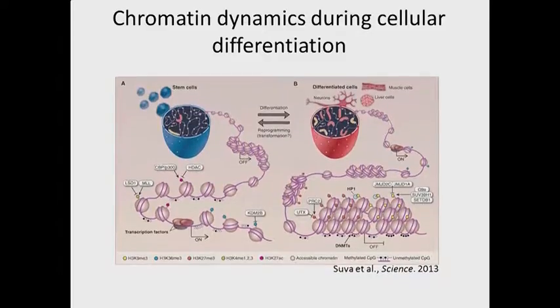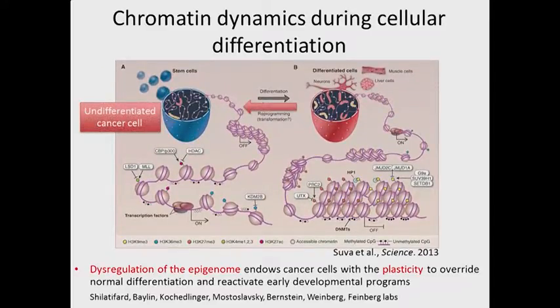So what I hope to show you today is that during pancreatic cancer progression, dysregulation of the epigenome endows cancer cells with the plasticity to override normal differentiation and reactivate early developmental programs.